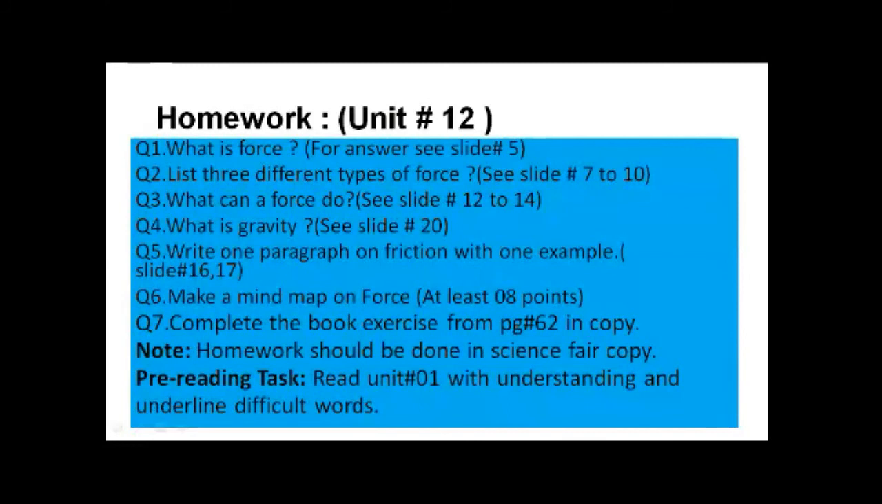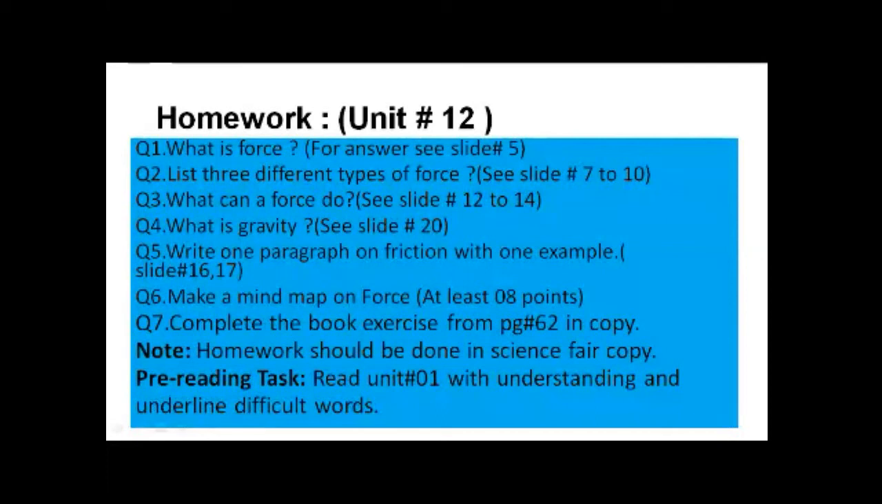So beta, this is your today's homework. Please take a screenshot. Question number 1 to 7. What is a force? Question number 2. List 3 different types of force. Question number 3. What can a force do? Question number 4. What is gravity? Question number 5. Write one paragraph on friction with one example. Question number 6. Make a mind map on force. Question number 7. Complete the book exercise from page number 62 in your copy.